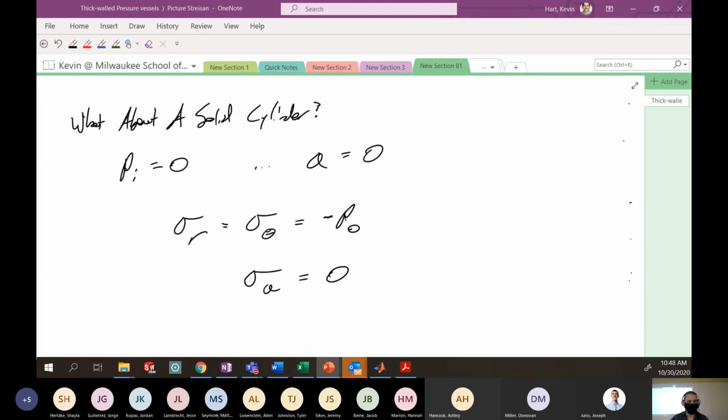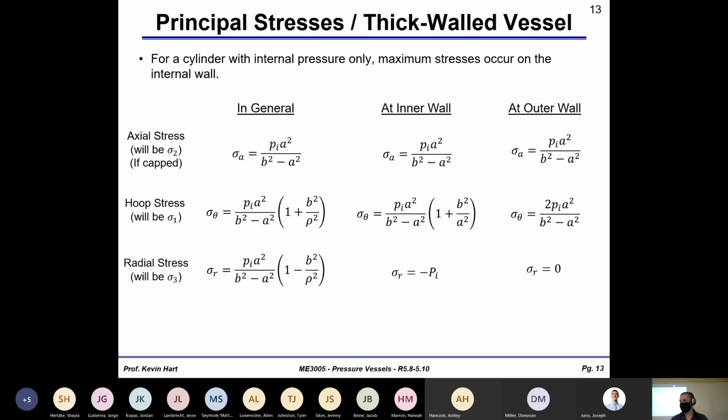All right, so we're about at 10:50. I'll close it out here. I do have a nice slide at the very end of the notes that summarizes everything here for the general case at the inner wall and at the outer wall. So this is for internal pressure only. So maybe take a look at the notes. I also highlight which principal stress each one is. Usually the axial stress is principal stress 2. The hoop stress will be principal stress number 1, and the radial stress will be principal stress number 3. And again, the axial stress only occurs if the cylinder is capped.